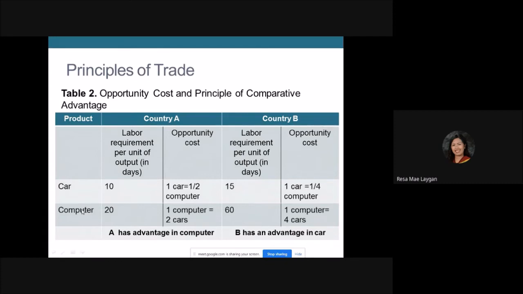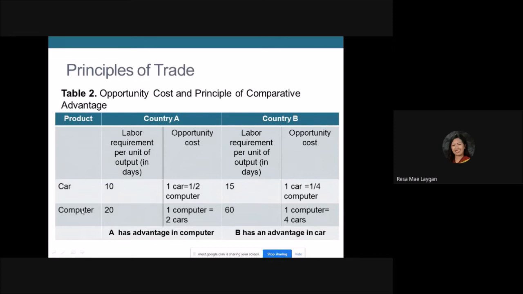However, in country B, the opportunity cost here is one car is equivalent to 1/4 computer, then one computer is equivalent to the four cars. So if the absolute advantage principle is applied, walang basis, no, for country A to trade with country B because it has the absolute advantage in producing the two goods, which are the cars and computer. Nakita niyo naman kanina, di ba? So, however, the result would be different here.